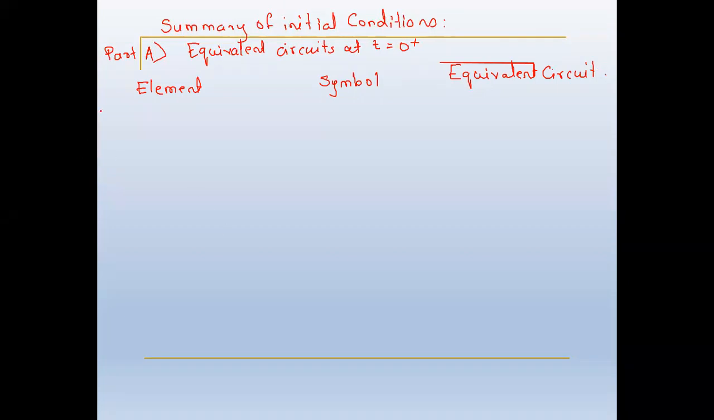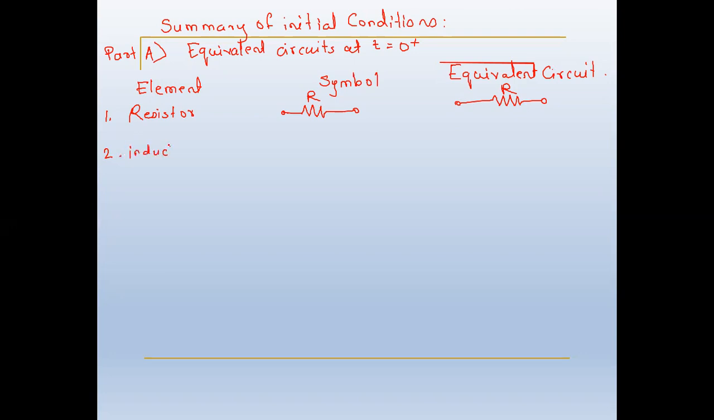Okay, so the first element is the resistor. Its symbol, all of you know, is R, and its equivalent circuit will remain as it is.